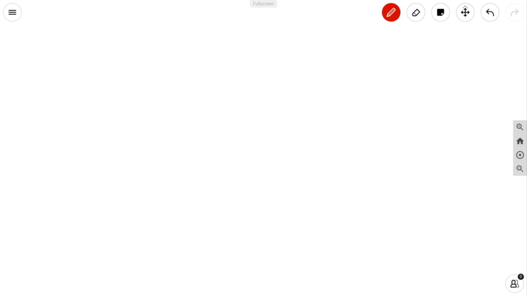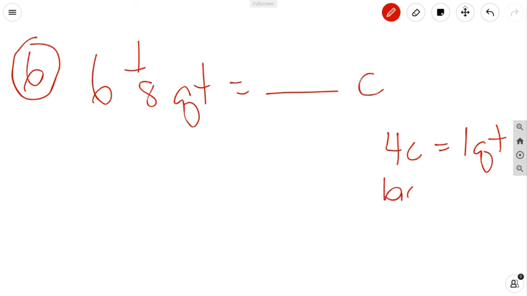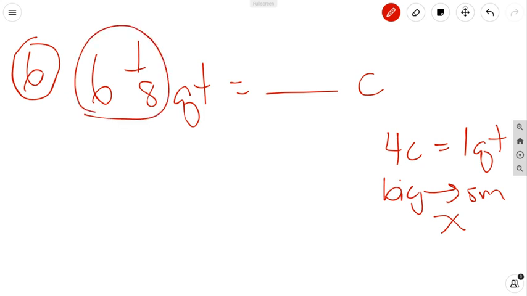Let's try one more. 6 1/8 quarts equals how many cups? Well, I know that there are 4 cups in 1 quart. So I'm going from a big unit to a small unit, which means I'm going to multiply. So I'm going to multiply the 6 1/8 by 4.